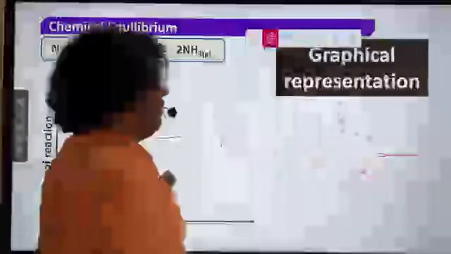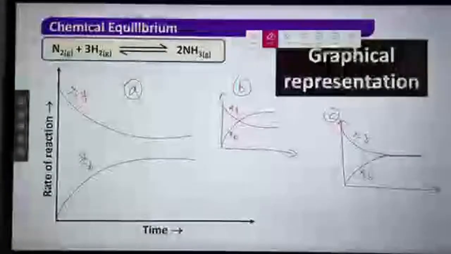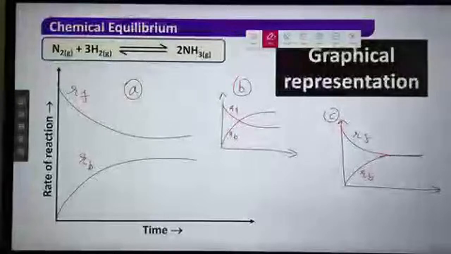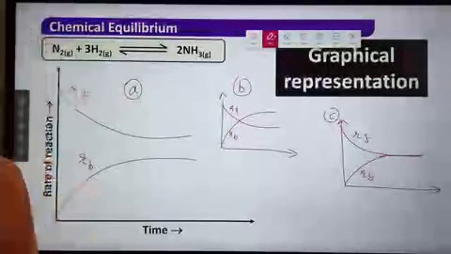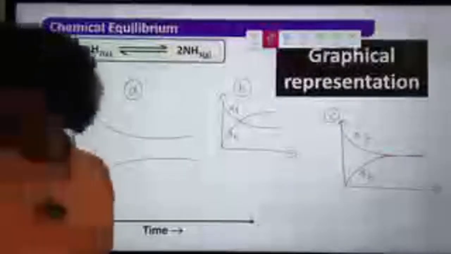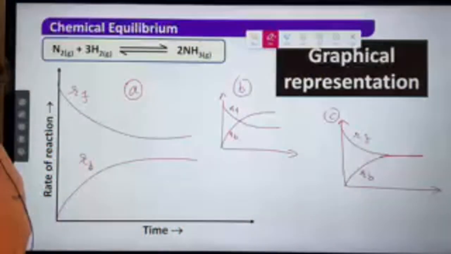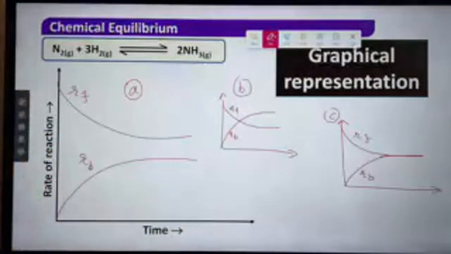Rate of forward and rate of backward are... How many of you think C? C? C. How many of you think B? B? Or A? A?